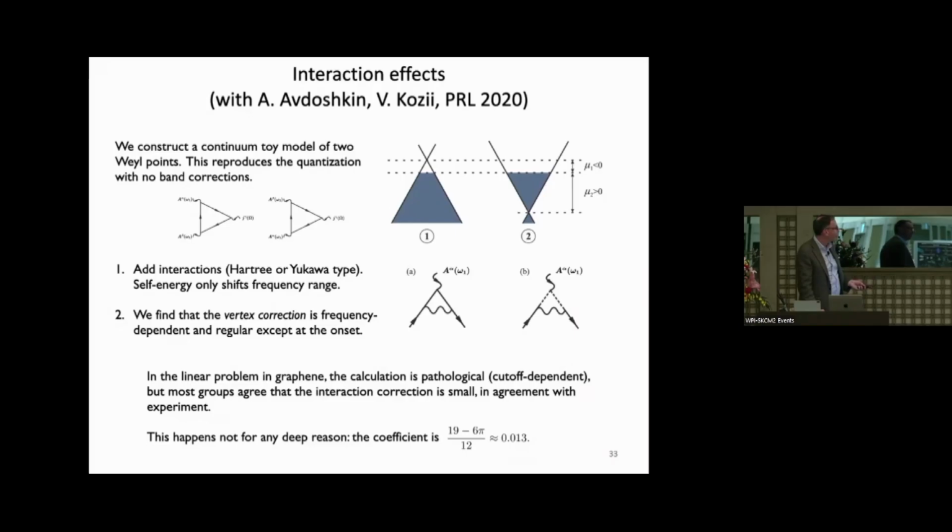It took a lot of groups a lot of time to agree on the number, but the coefficient in graphene is anomalously small. It's (19 minus 6 pi) divided by 12, which if you think about that is kind of small. I don't think there's any deep reason why it had to be so small, but basically in graphene the corrections are small, and in 3D Weyl semimetals, the corrections are probably of order 20 or 50%.